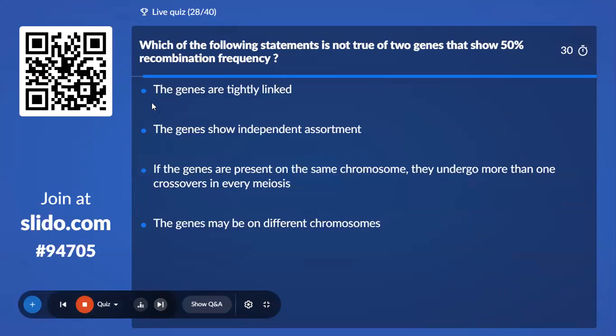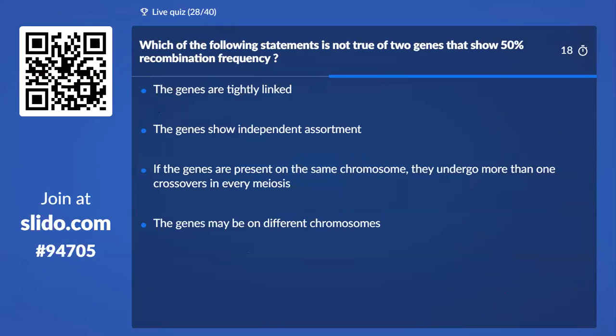Which of the following statements is not true for two genes that show 50% recombination frequency? Option A, they are tightly linked. Option B, the genes show independent assortment. Option C, if the genes are present on the same chromosome, they undergo more than one crossover in every meiosis. Option D, the genes may be on different chromosomes.